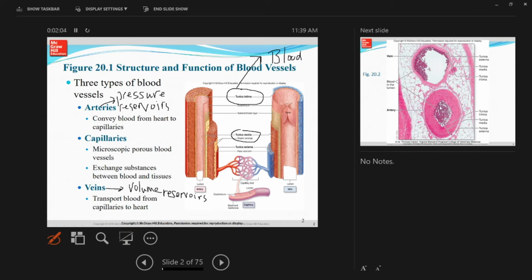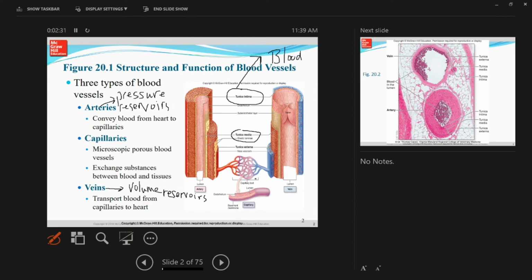So if you look over here in this next slide, you can actually see the vein with a thin tunica media and the artery with a thick tunica media, and then you can see the blood in the lumen here, which is basically the space, and it's lined with tunica intima. So you can see veins have larger lumens because they don't have as much tunica media, whereas arteries have smaller lumens because they have more tunica media.